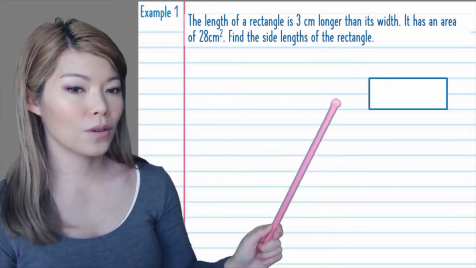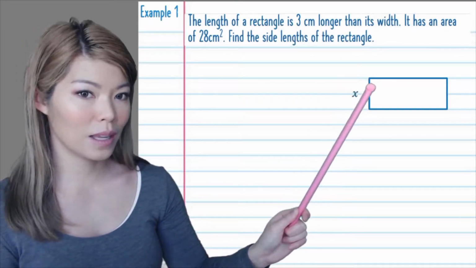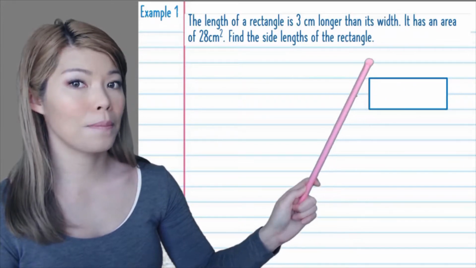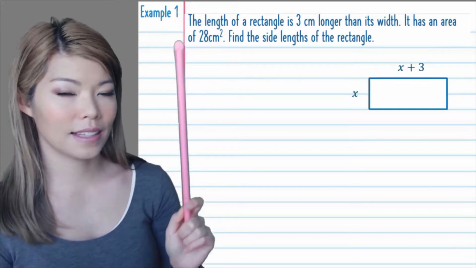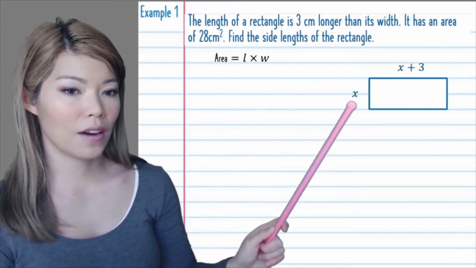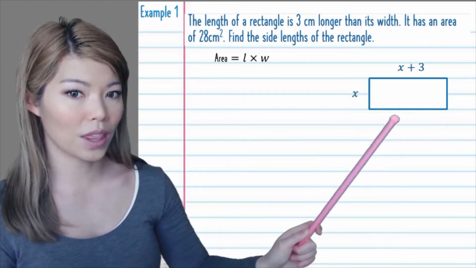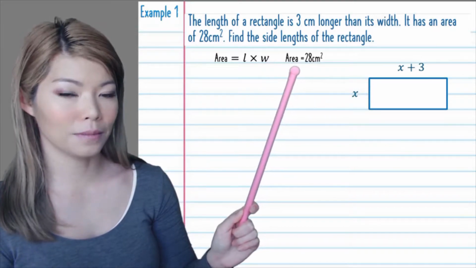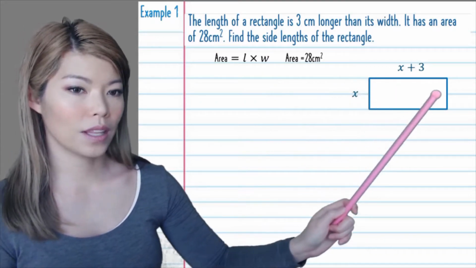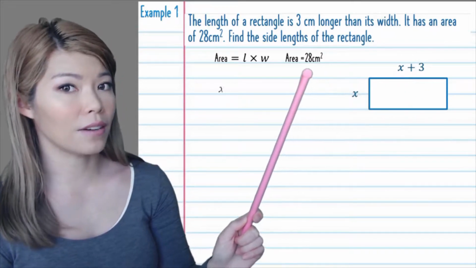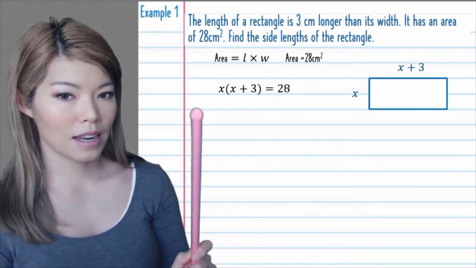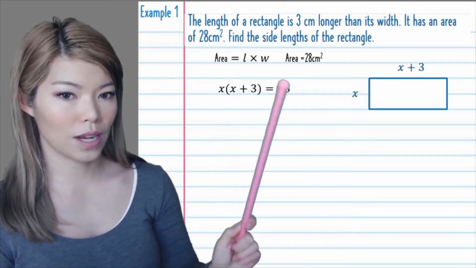So let me call the width x. So the length, being 3 longer, will be x plus 3. Now the area is 28 centimeters squared, and I know the area of a rectangle is length times width. So I'm going to write that information down. So now length times width. So we multiply x times x plus 3 and it should give us the area, which is 28. So that is the first equation you should come up with.